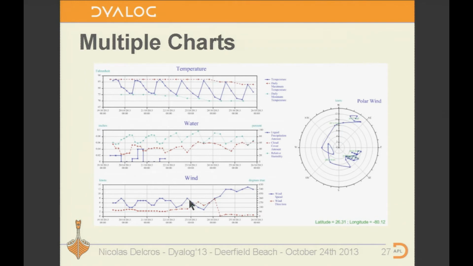That's an example of multiple charts, and you see that I share the same x-axis for dates on the weather reports, so that you can compare these different charts together. And an example of a polar application is the wind. The y-axis on that polar chart is the wind speed, and the x-axis obviously is the wind direction, so you can see how the wind is evolving through the days. It's kind of fun.